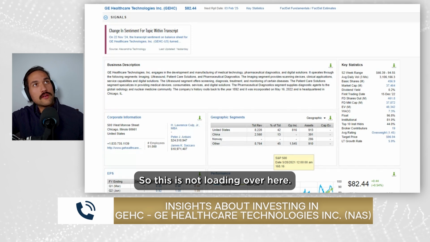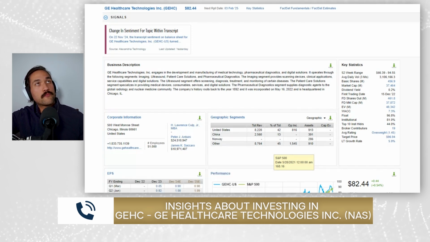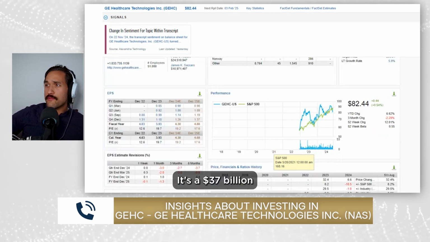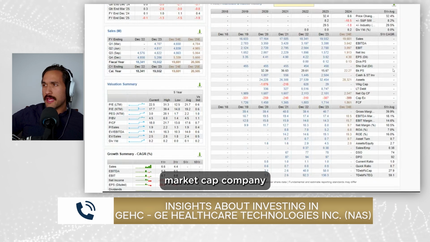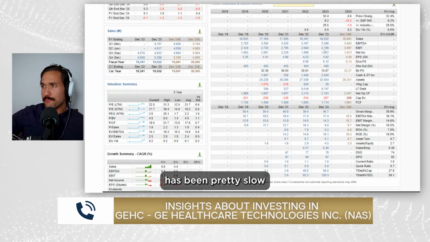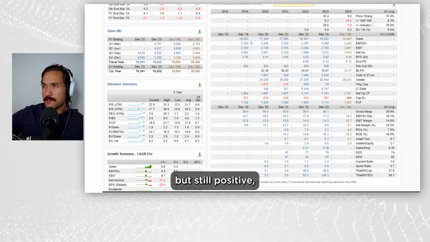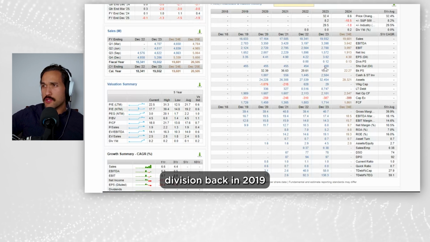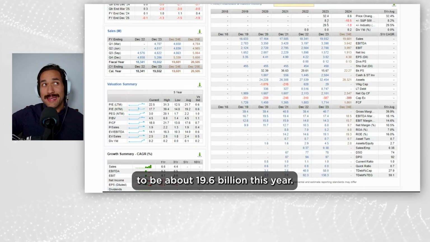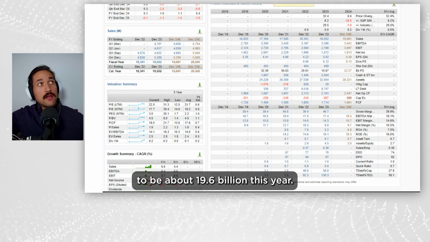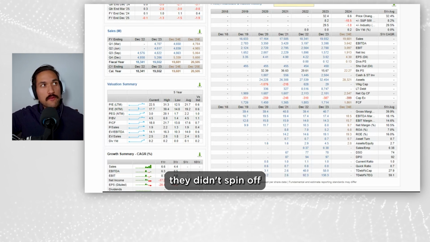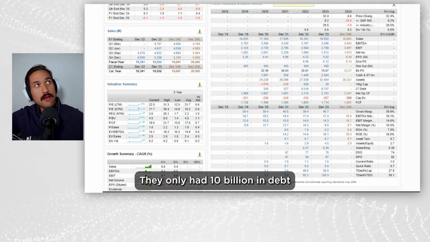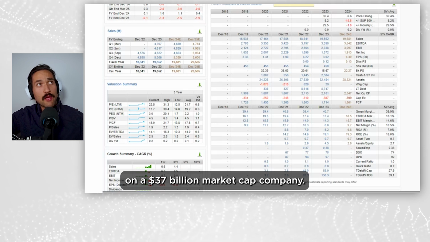Sorry, this is not loading over here. Give me one moment. It's a $37 billion market cap company whose revenue growth has been pretty slow, but still positive, right? From $16.6 billion back in 2019, projected to be about $19.6 billion this year. Now, unlike Warner Brothers Discovery, they didn't spin off and have a bunch of debt, right? They only had $10 billion in debt on a $37 billion market cap company.